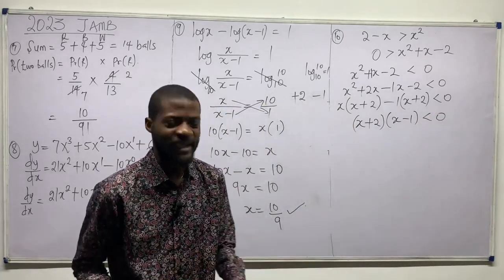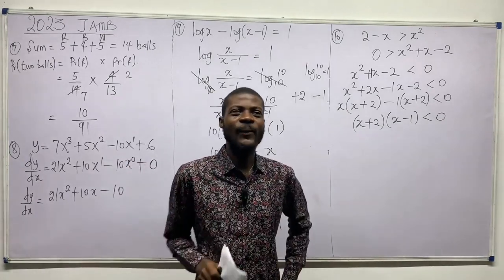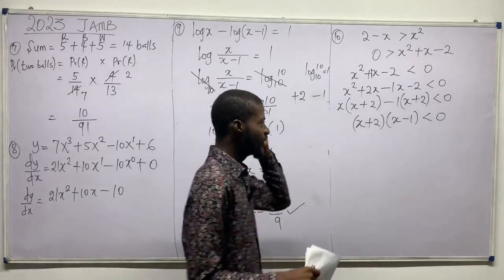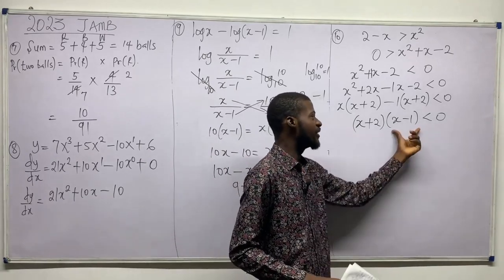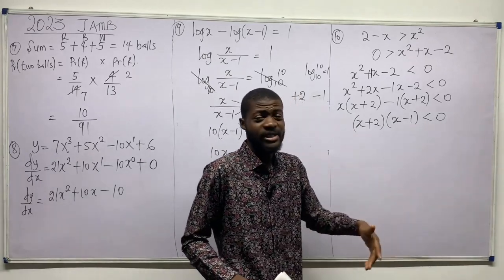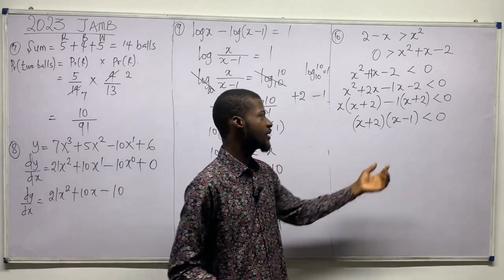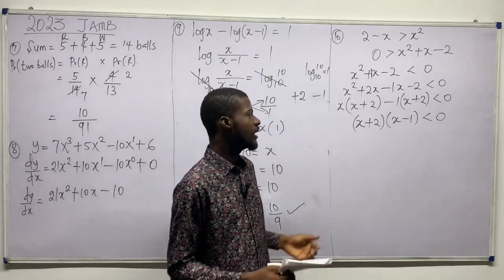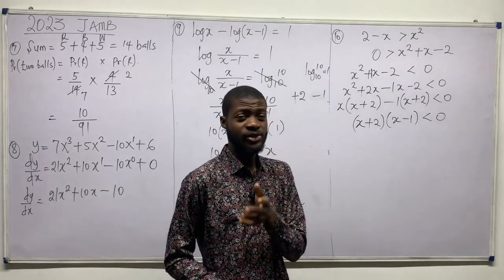Now this is the tricky part. I've seen some textbooks, I don't want to call names, they will just say this is less than 0, this is less than 0, because they are assuming it's still the same pattern as an equation. But it is not. You have to be very careful with inequalities. Now look at this. This is a shortcut I use.